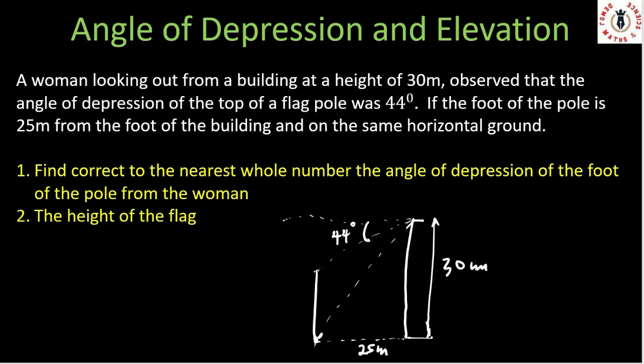Now we have to look for the angle of depression of the foot of the pole. Here is the foot of the pole, and here will be the angle of depression of the foot of the pole. Let's call this X. That's what we're looking for. From our sketch, here is 44 degrees. The height of the pole, we're not given. But we have the height of the building and the distance between the foot of the pole and the foot of the building.